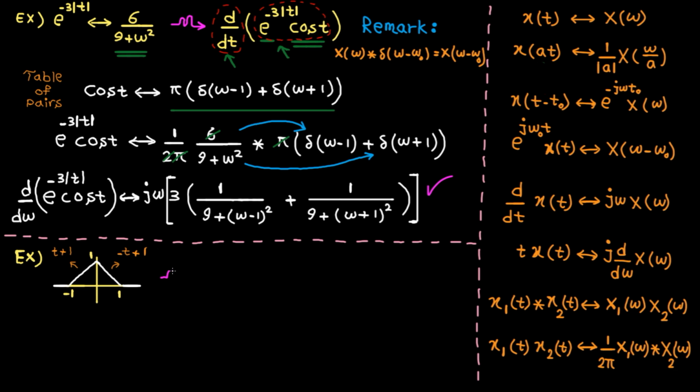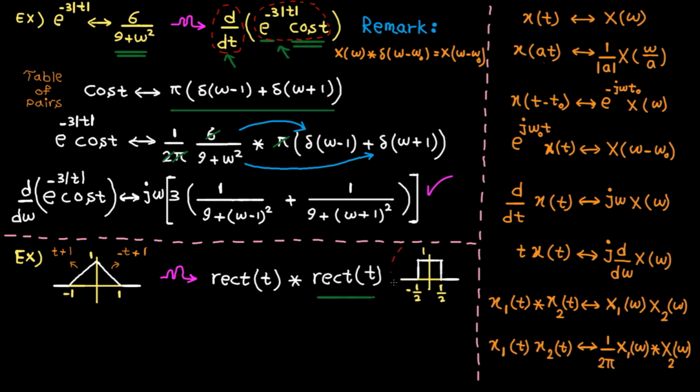To solve this example super fast, I'm going to use a nice trick. We can easily show this signal is the convolution of the rectangular function with itself. As you may remember, rect(t) is a window which is 1 from -1/2 to 1/2. If you convolve rect(t) with itself, you will get this triangular shape.